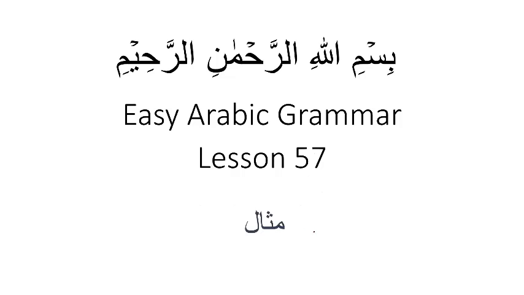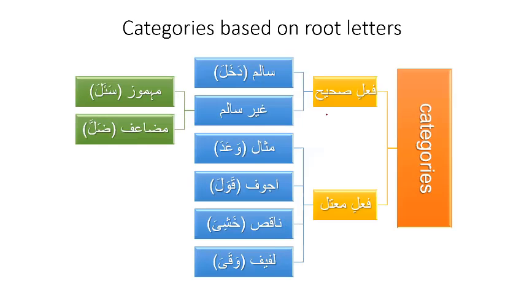In this session, we will continue our discussion on irregular verbs, and the focus of today's session will be on mithal. Now, here is a quick recap of the different categories of irregular verbs. We talked about mahmuz last time. This is where we have a hamza that shows up either in the fa location or the ain location or the lam location. Today, we are going to talk about mithal.